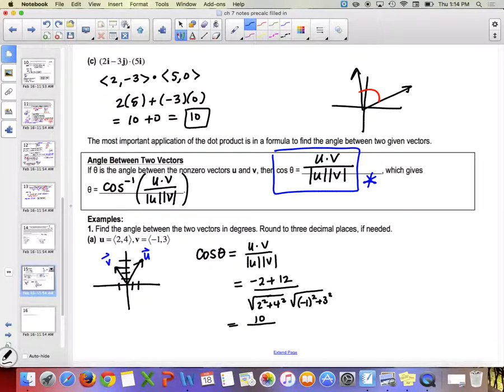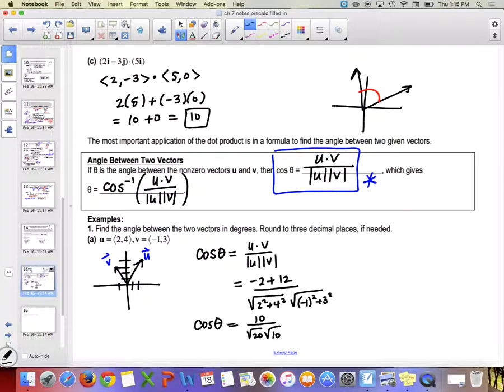So we get 10 on top. And we have the square root of 20, which we don't need to simplify down. It's fine. And we have the square root of, let's see, 9 plus 1, so 10. So we have that. And you could simplify this one down. I think it actually simplifies down to root 2 over 2. So if you have cosine of theta equals root 2 over 2, what's the angle? 45, right? Does that make sense?